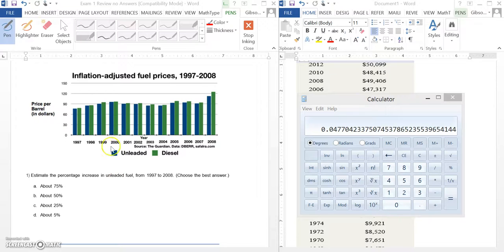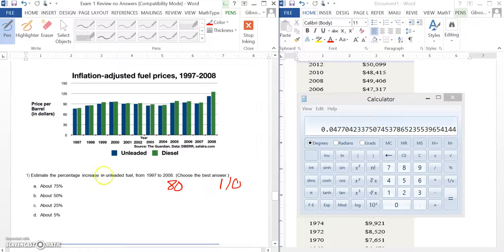Choose the best answer. Okay, so we look at 1997, notice unleaded is blue and the diesel is green. So we want the unleaded fuel from 1997 to 2008. So what we would do is 1997's fuel, it looks like probably about 80. Yeah, about 80. So let's say in 1997 the gas was 80. And then in 2008 the gas was, let's say probably about 110.